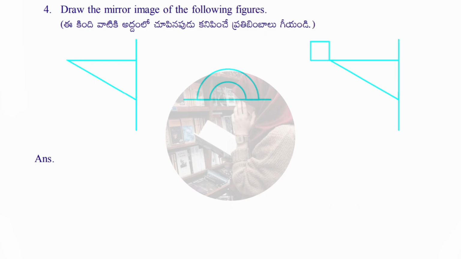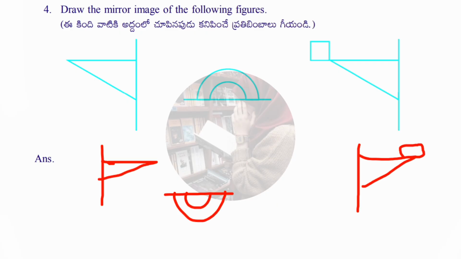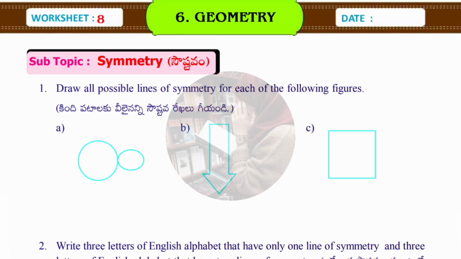Understood guys? Let's move to the fourth question, which is draw the mirror image of the following pictures. Here 3 figures are given. We need to draw the mirror image of these particular pictures. So here you go guys, these are the reflections of the particular images in the mirror. Please draw it correctly, neatly, by using a scale. Understood? Let's move to the next worksheet, that is worksheet number 8. So here the subtopic is symmetry.